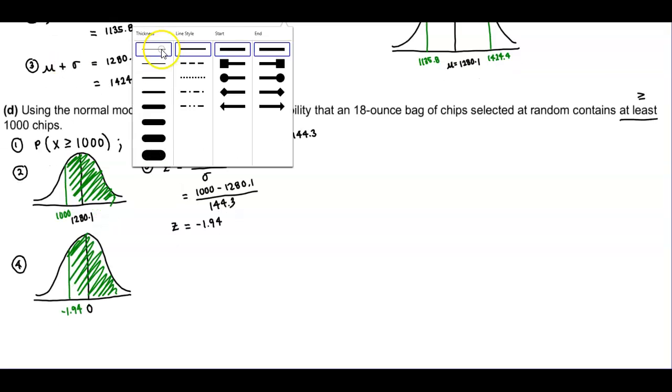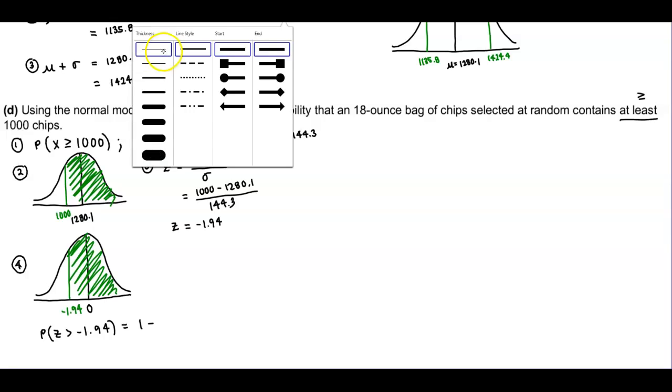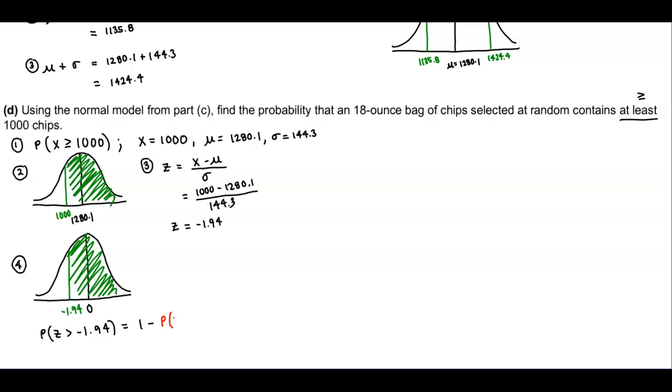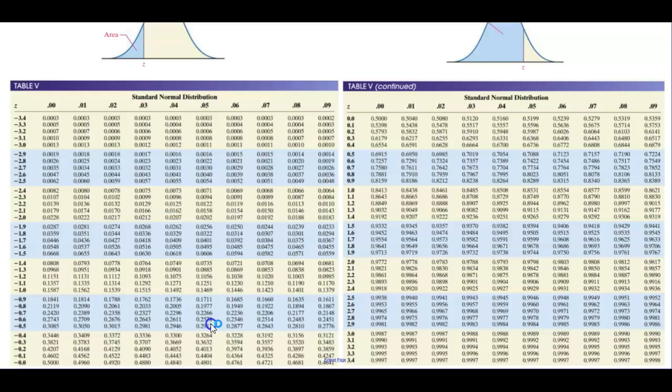Okay, so what we want to do is find the probability that z is greater than negative 1.94. Well, that's going to equal 1 minus the probability of z being less than negative 1.94, which means we need to find this area here, because we can find the area when we're using a table. So again, I'm going to show you all three, the table, the calculator, but first, let's go down and take a look at the z-score, negative 1.94.